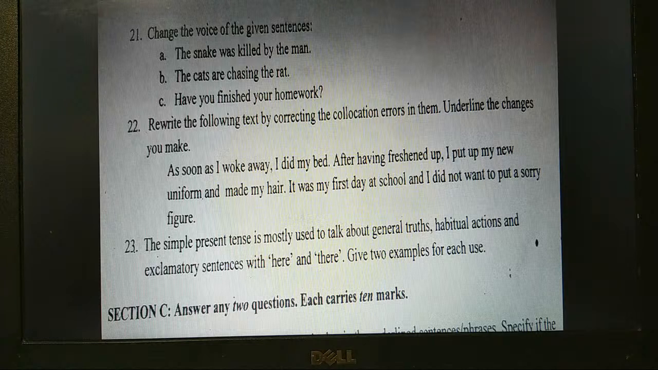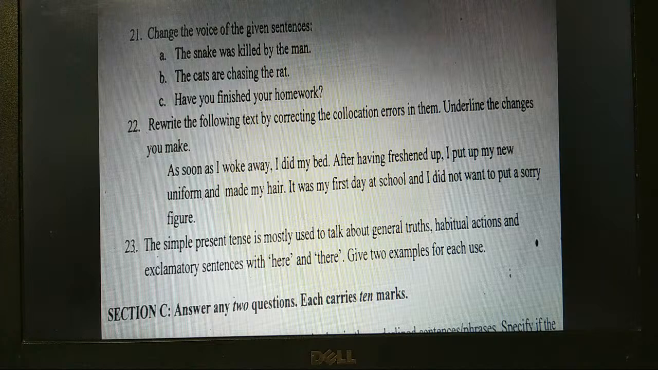Now the second error, okay, after having freshened up, I put up my new uniform. It's wrong. You will never say put up my new uniform. You will say put on. Put on means to wear, to dress. So you will underline put up and you will say put up is wrong. It has to be replaced with put on. So you will just write the corrected text in your answer sheet. As soon as I woke up, I did my bed. After having freshened up, I put on my new uniform and made my hair.